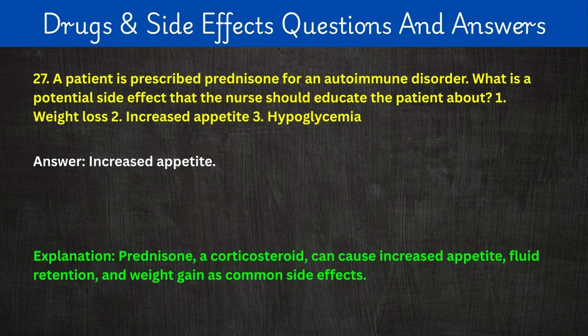27. A patient is prescribed prednisone for an autoimmune disorder. What is a potential side effect that the nurse should educate the patient about? 1. Weight loss. 2. Increased appetite. 3. Hypoglycemia. Answer: increased appetite. Explanation: prednisone, a corticosteroid, can cause increased appetite, fluid retention, and weight gain as common side effects.